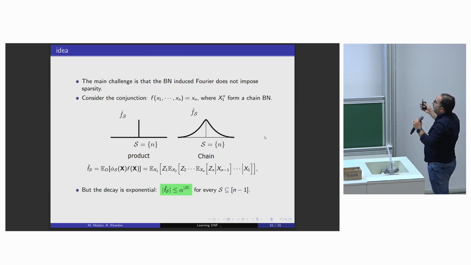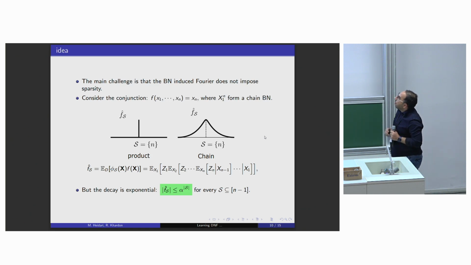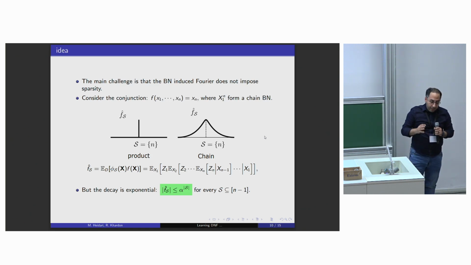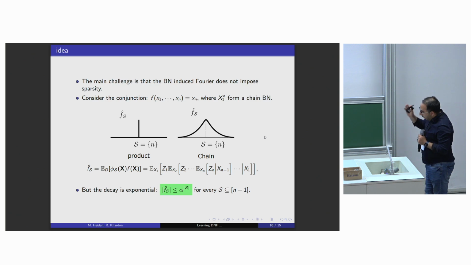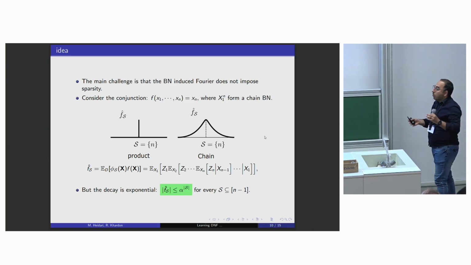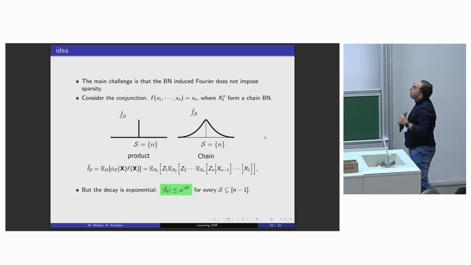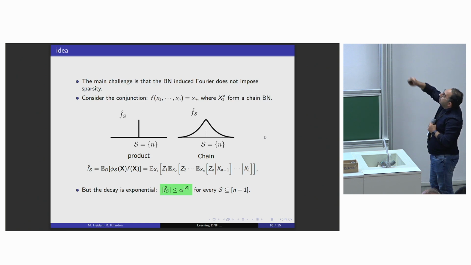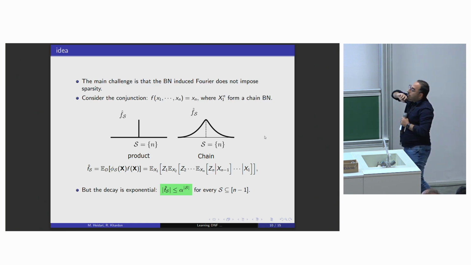And this is the main idea. We look at a very simple function. And the key challenge here is that, as I mentioned, the new Fourier expansion does not hold sparsity. So we need to address this issue. And this is a simple one, a conjunction on a chain.